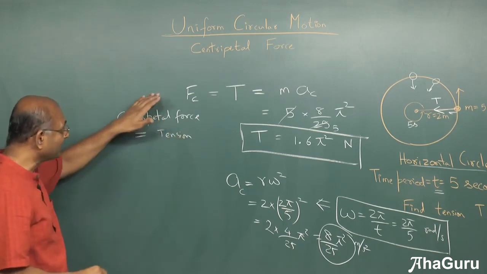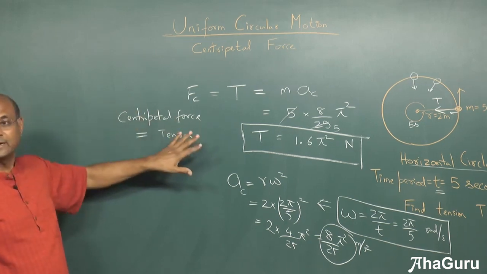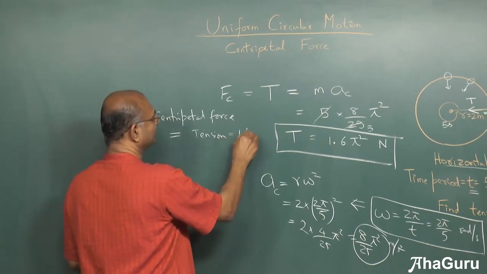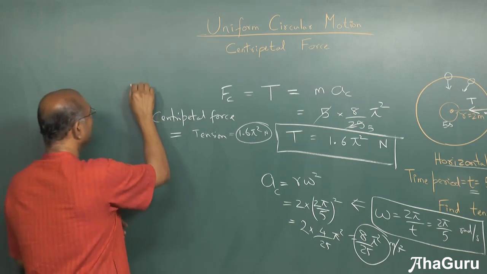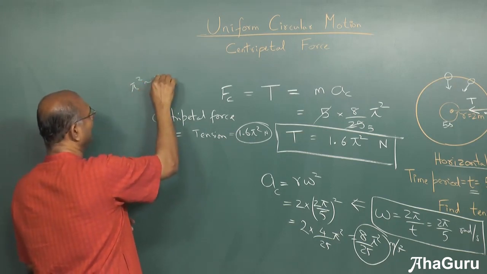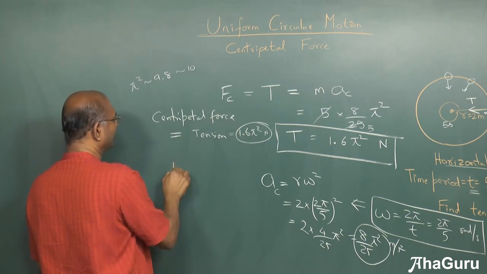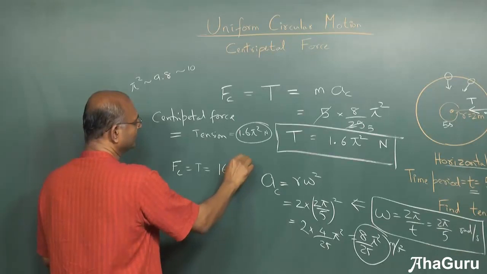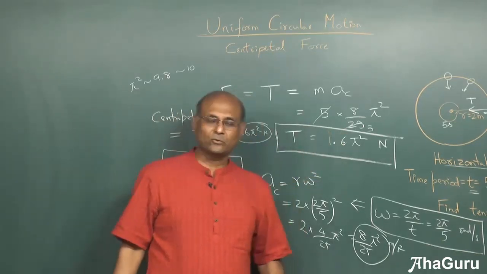It is not like this force is a separate force and equal to tension. This is the only force that is there. So centripetal force in this problem is the tension, equal to 1.6 pi square newtons. Now, generally pi square is approximately 9.8. Suppose I call it approximately 10, then we can call this centripetal force or tension in this case 16 newtons for calculation purpose. Not so important. 1.6 pi square newtons is good enough.